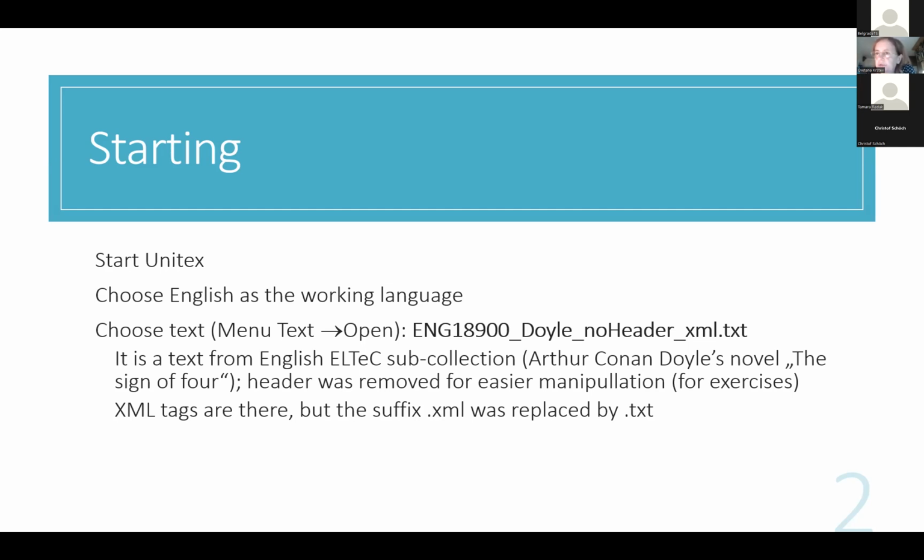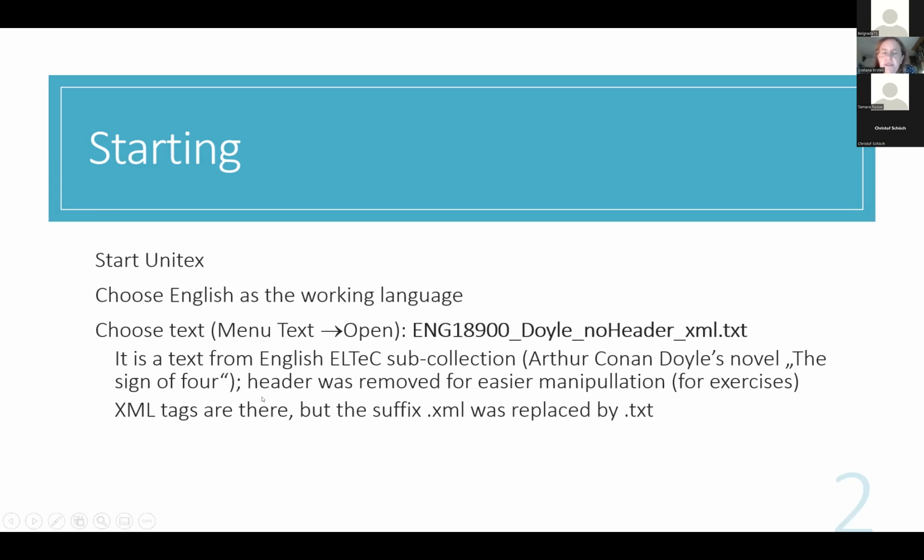The name you see here on the screen. It is a text from the English LTEC sub-collection, Arthur Conan Doyle's novel, The Sign of 4. I just removed the header for easier manipulation for this exercise. There are still XML tags there, but the suffix was replaced with text, with raw text, because otherwise, if we open in Unitex the file with the extension XML, it will remove all XML text. We don't want to do that.